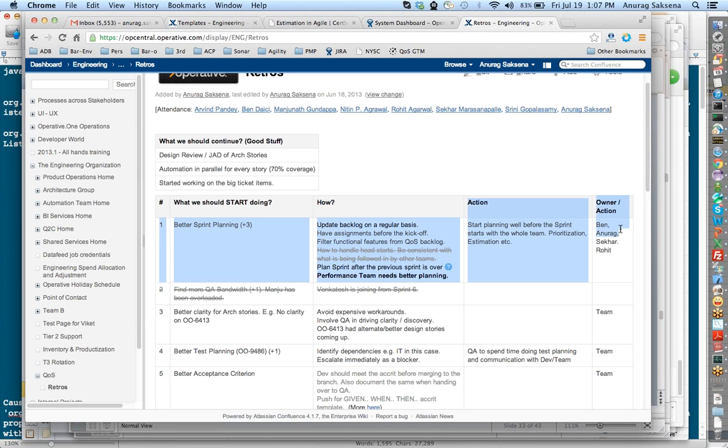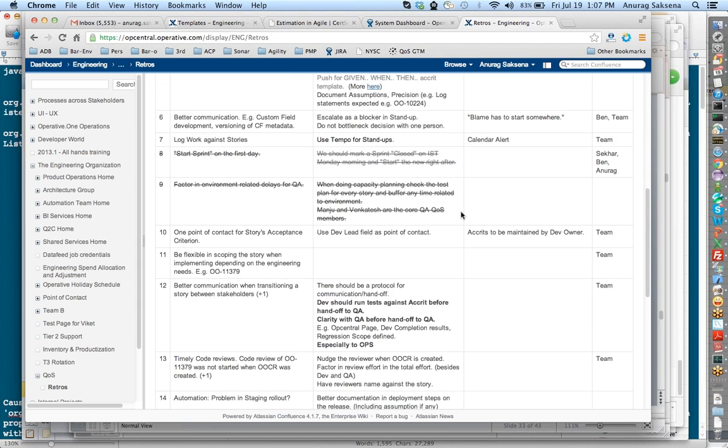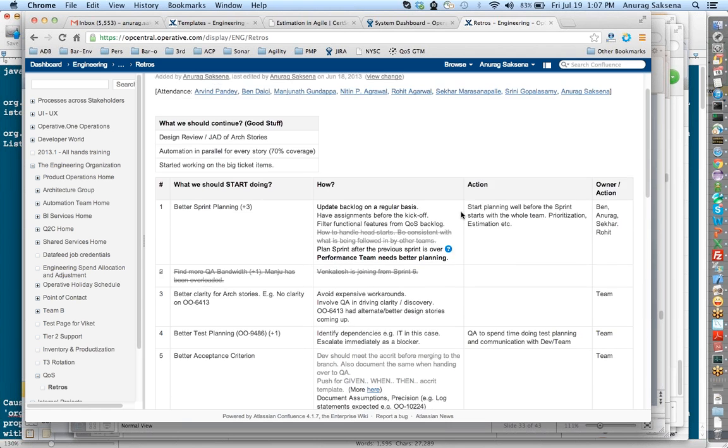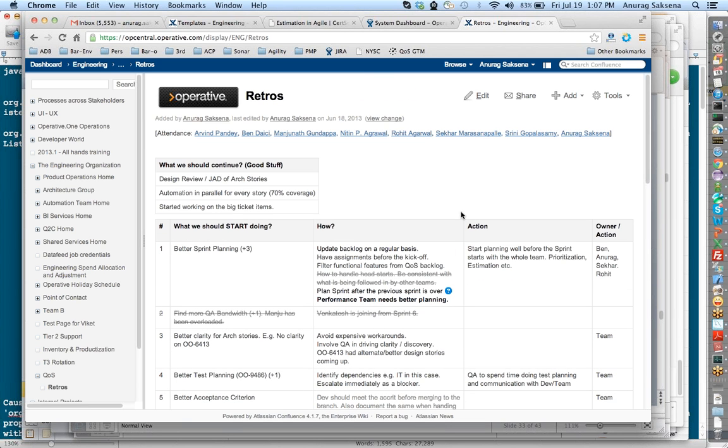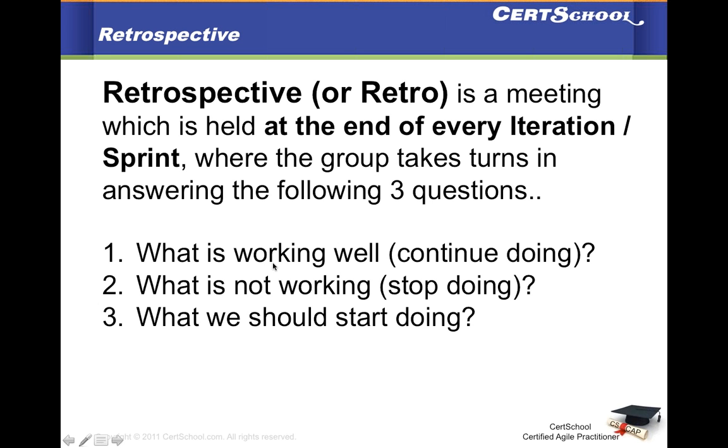Okay, this is very important. The retro would have no meaning at all if we are not able to take the action item from it. Okay, so retro actions are very, very important. And you can choose to document as you like it in whichever format you want, as long as you're touching those 3 points. Okay, so coming back to the presentation, so this is about retrospective.